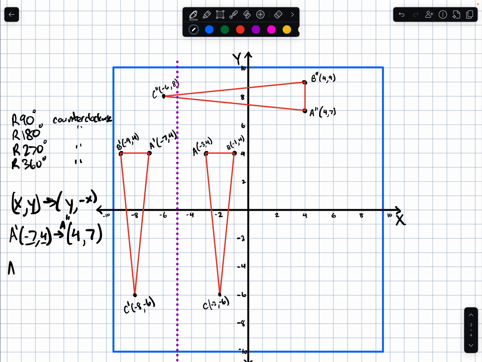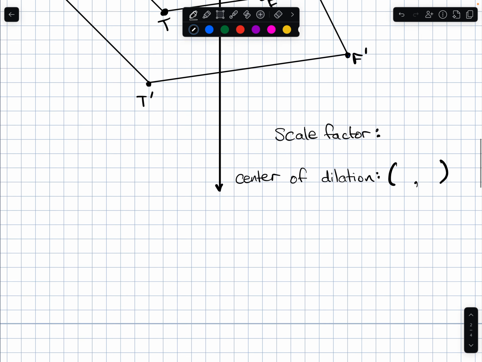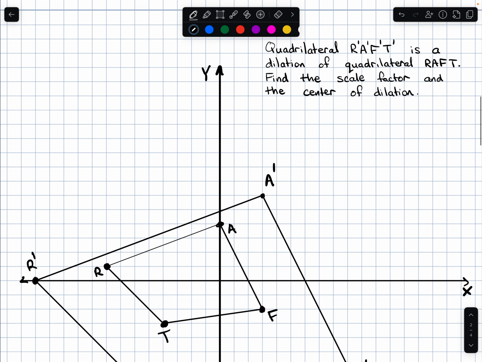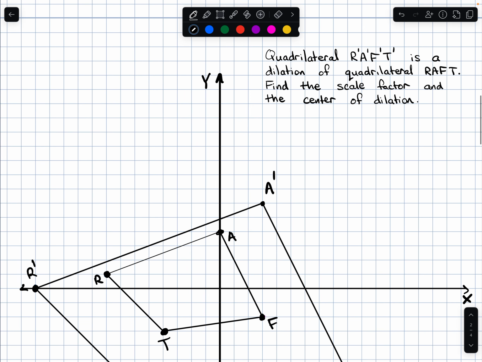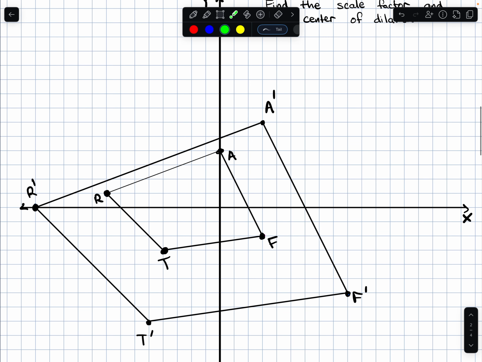There we go. And that's it for the first exercise, for the front part of the page. On the back, I did not make an answer key yet, but we'll just go through it right now. So I give you two quadrilaterals.